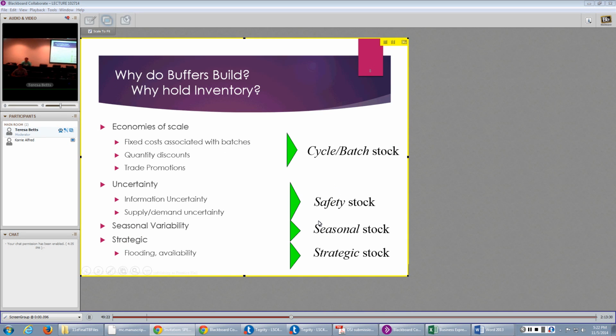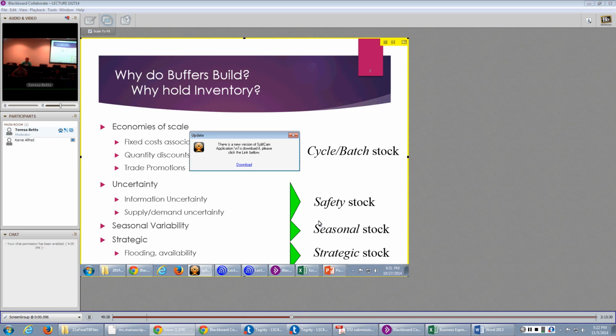But when we get back to why do we have buffers, if you look on the right side of the screen where those little green arrows are, those are the different reasons why we have buffers, right?